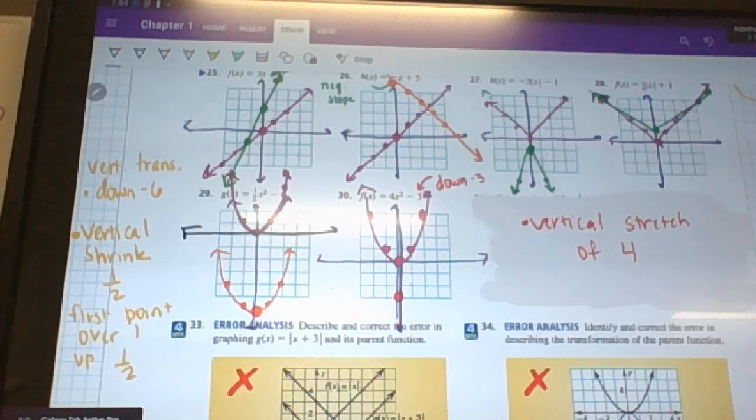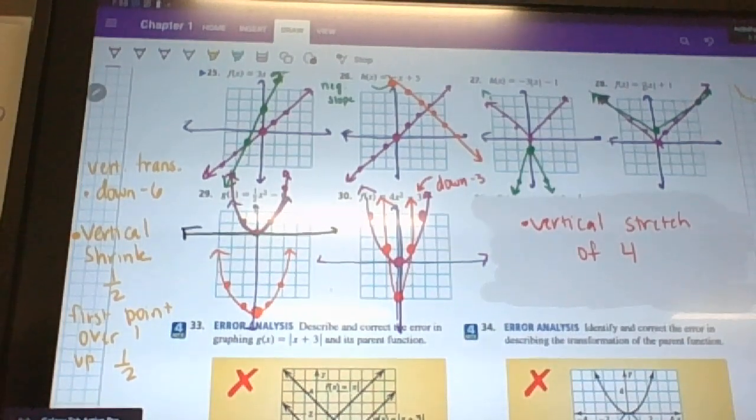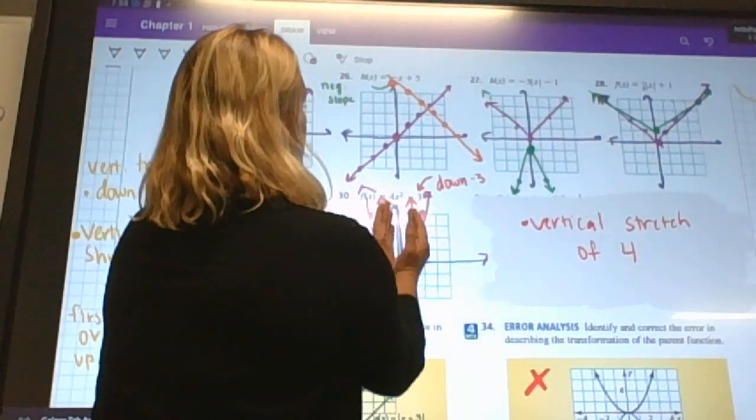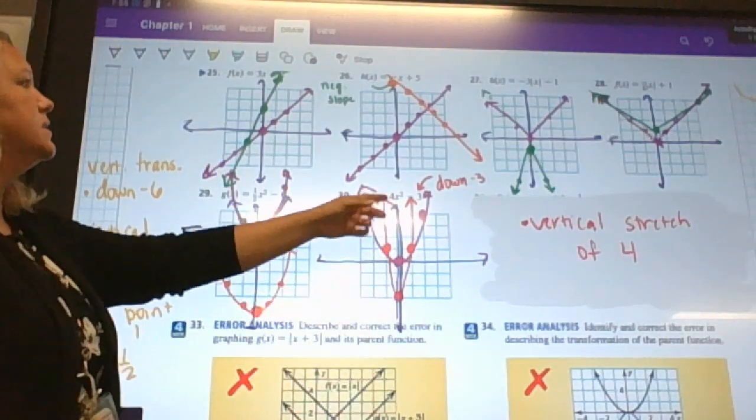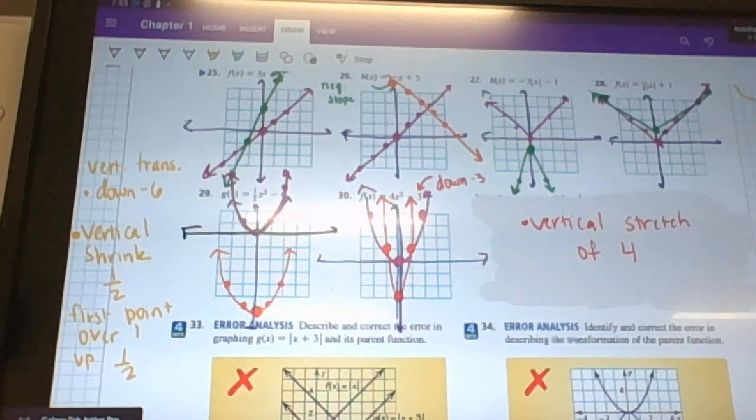1, 2, 3, 4. And the next point would be over 2, up 16. It's a very skinny parabola when there's a high number in the A value. We've been working with numbers like 2s and 3s and changing slopes. This has been our first opportunity to talk about strengths.